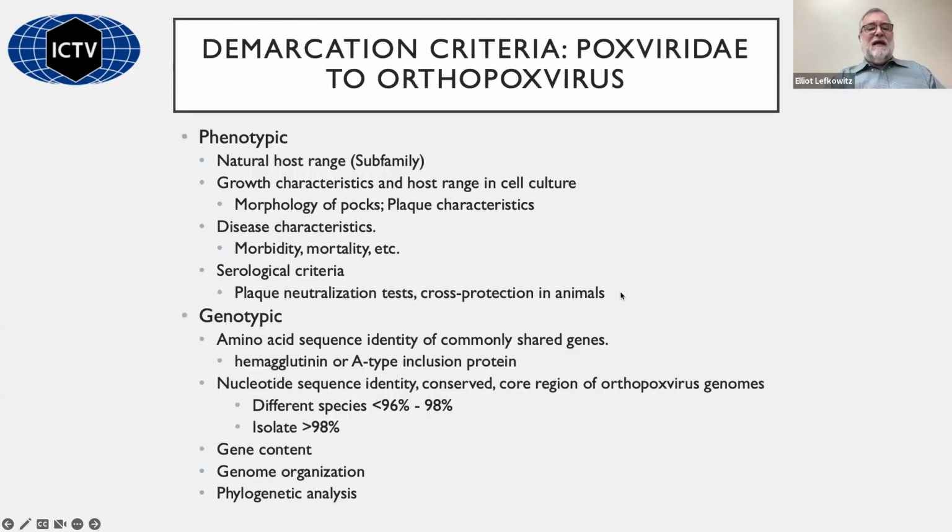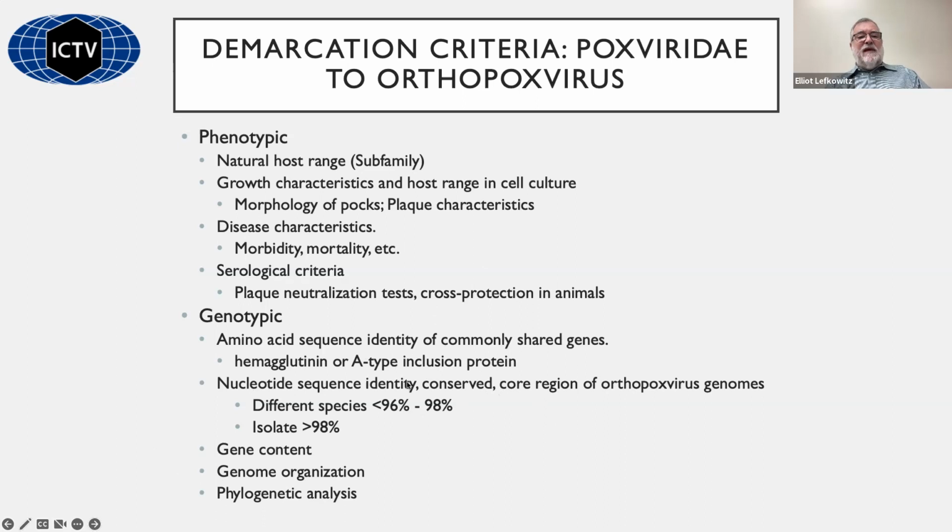If we look more in detail at those demarcation criteria, we have the phenotypic criteria for pox viruses. We're looking at orthopox viruses at the genus level, and pox viruses, Poxviridae, at the family level. We're looking at host range. Pox viruses tend to be fairly host specific. We're looking at growth in tissue culture. We're looking at the disease characteristics that they cause and also serological characteristics. All of these can help define those relationships, but in the end, it's the genotypic ones.